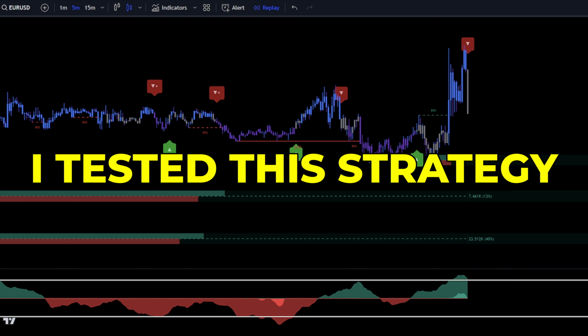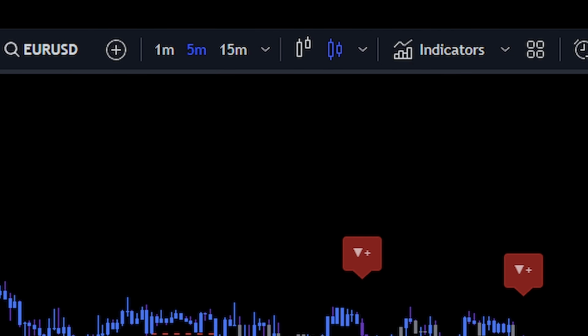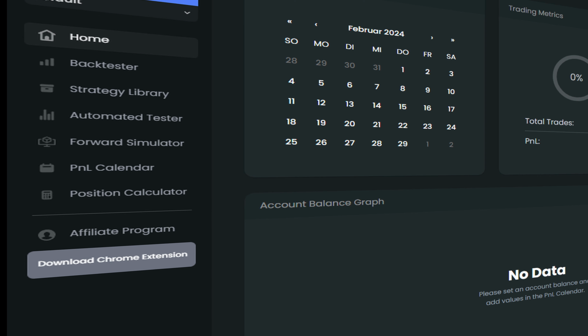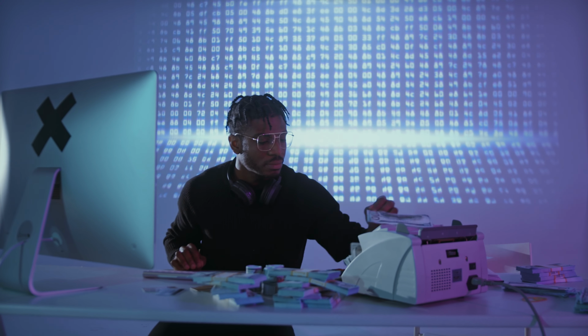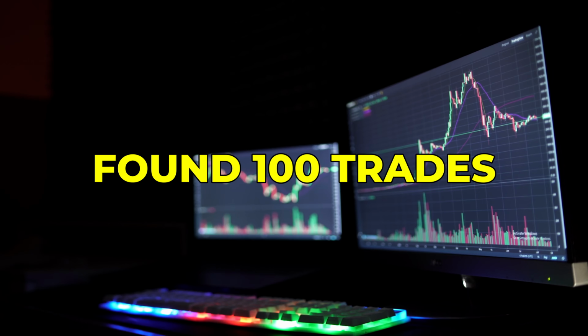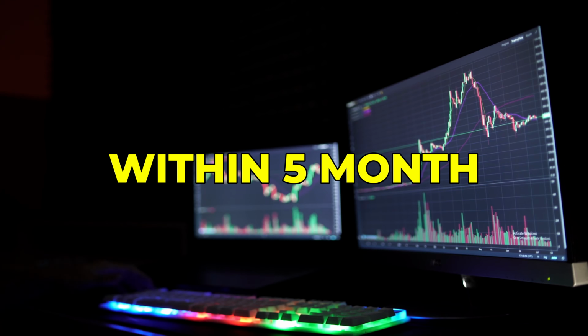I have tested this strategy 100 times manually on the EUR/USD chart on the 5-minute time frame. For the backtesting, I have used an app called Trader Edge. This was to ensure the strategy is profitable over a longer time period. I have found these 100 trades within a period of 5 months.